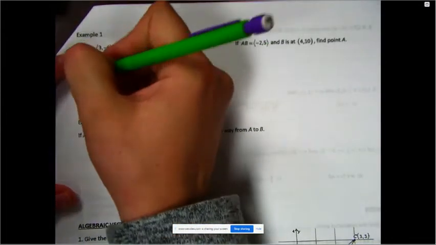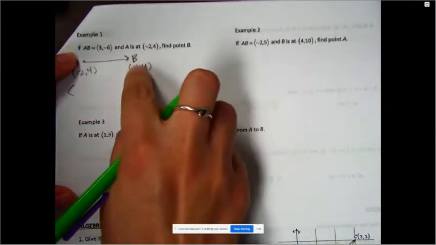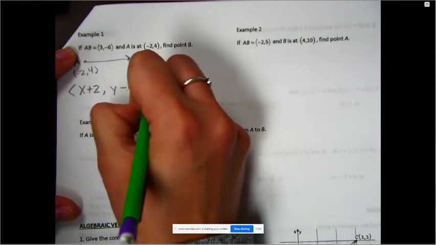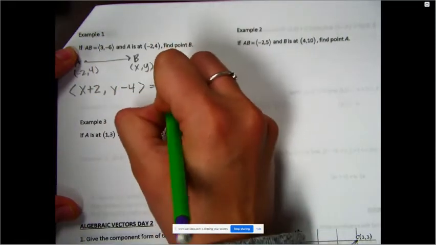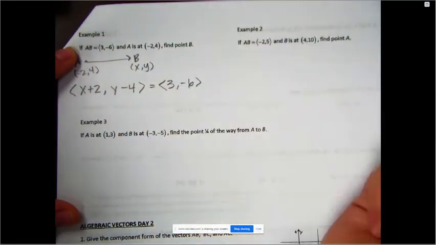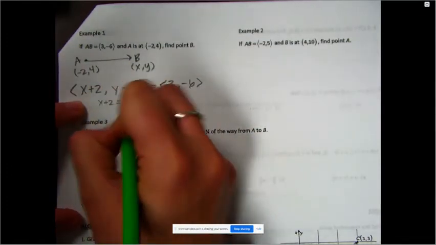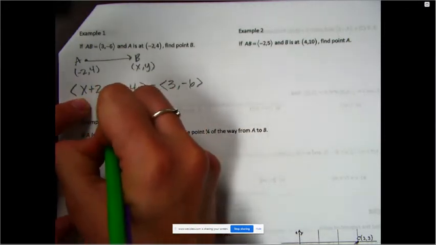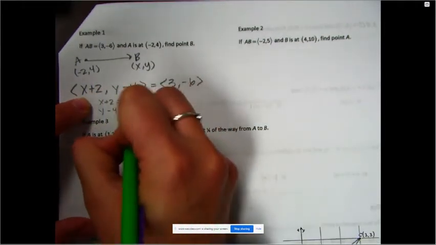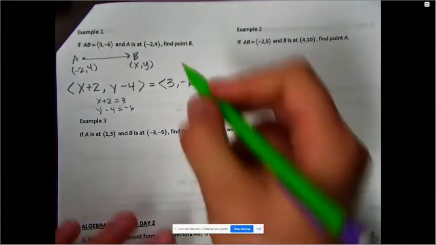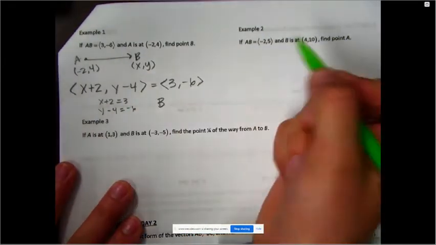Because to get our vector, we do the second x minus the first x, second y minus the first y. So for us, we're going to say x minus negative 2, so that'll be x plus 2, and then y minus 4, and it's supposed to equal 3, negative 6. So you're trying to ask yourself, x plus 2 equals 3. So we have to figure out what x is. And y minus 4 equals negative 6. Let's figure out what y is. If you solve those two problems, we're solving for point B.